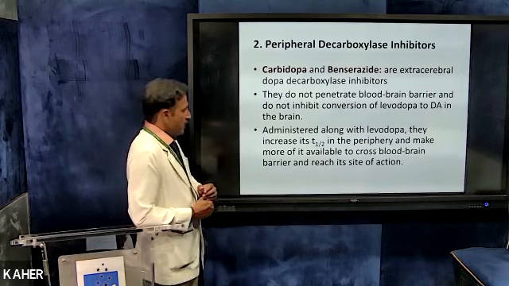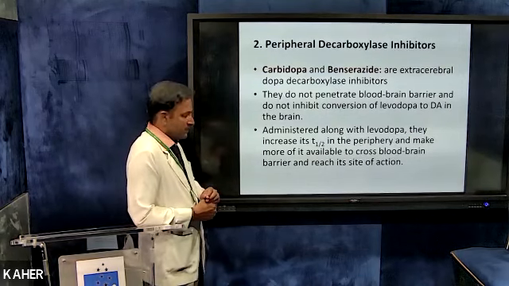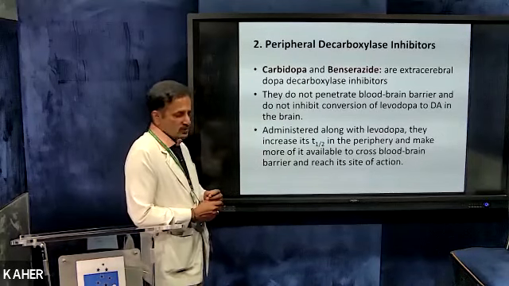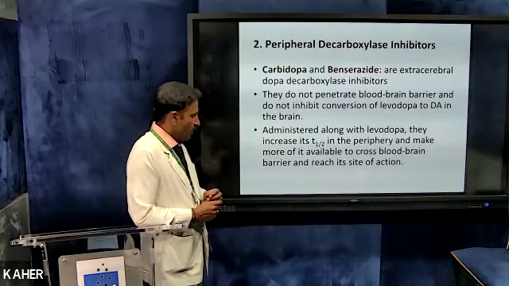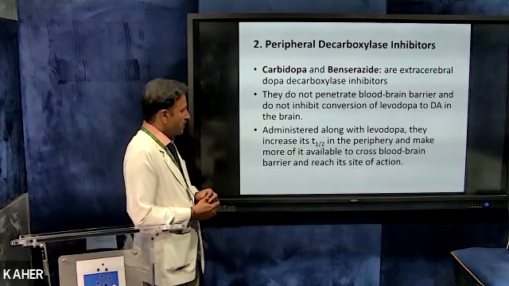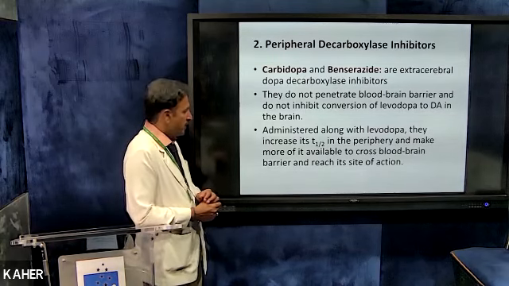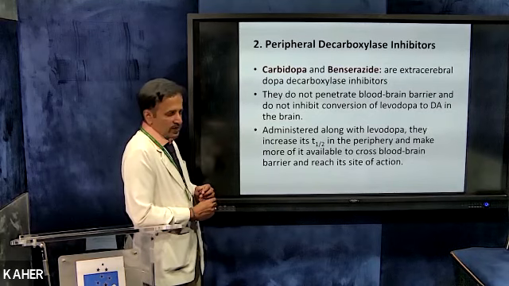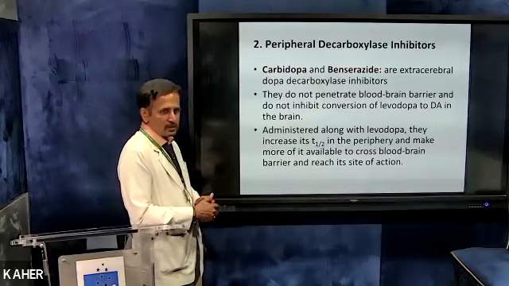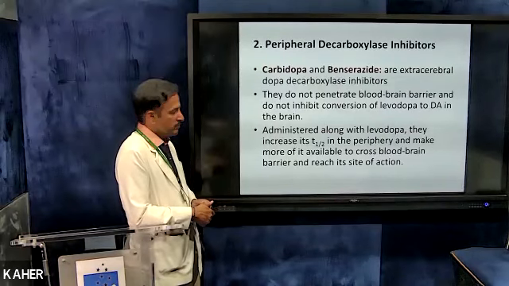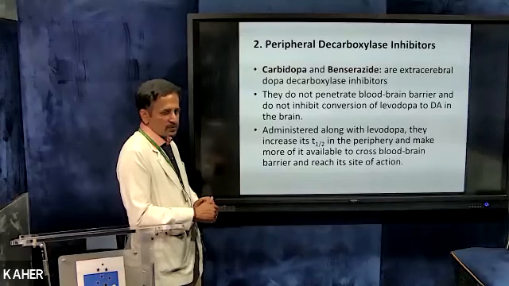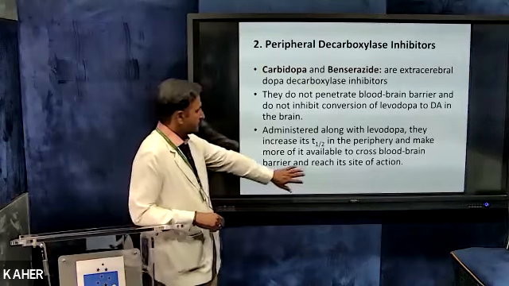Administered along with levodopa, they increase, as I told, the advantages of giving the combination. If you give the combination, they increase the half-life in the periphery and make more drug available to cross the blood-brain barrier and reach the site of action. That's why the combination shows a better therapeutic effect in the patient. The half-life of the drug usually increases in the patient.